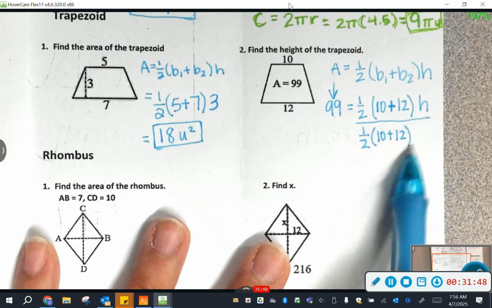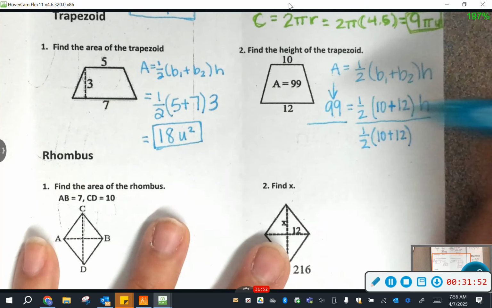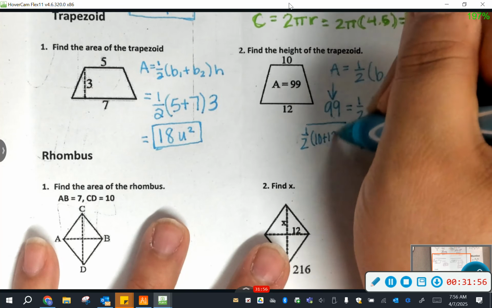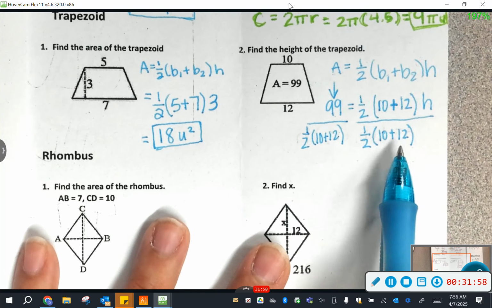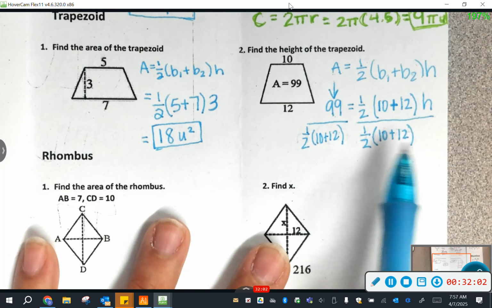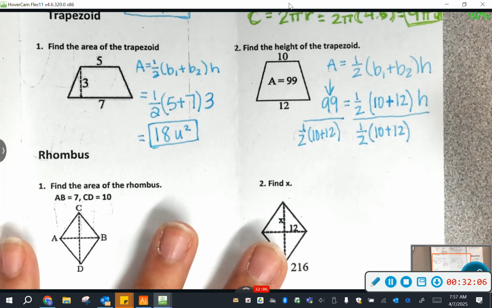Could you put that in the calculator and figure out what it is? Sure. Do you have to? No, it'll give you the same answer if you do. Does anybody know what 10 plus 12 is? And what's half of 22? So could I technically just divide by 11? Sure.